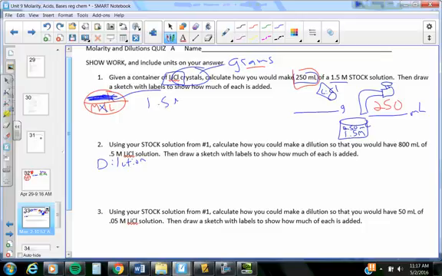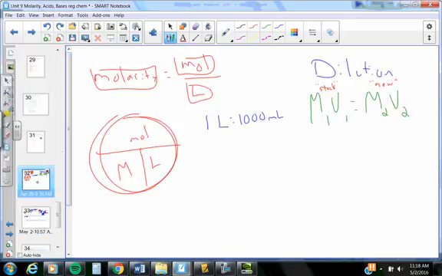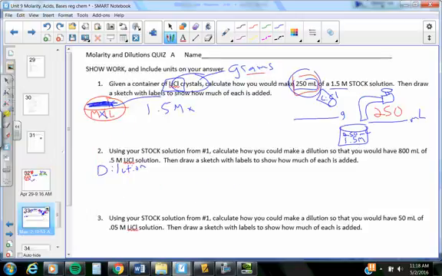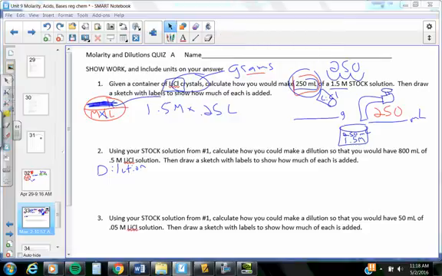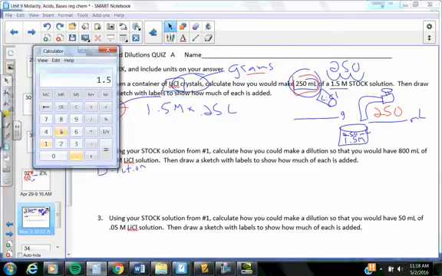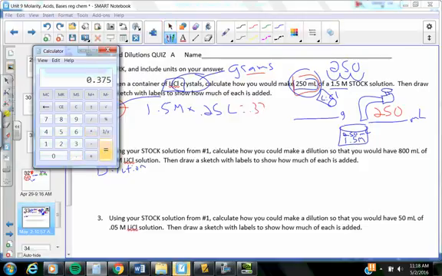Molarity that I have to make is 1.5 molar. Liters I have to make. Next step. I didn't make up this formula, but I have to follow it. Since the definition is moles per liter, I have to change this to liters. So even though they told me 250 milliliters, I have to move the decimal over 1, 2, 3 to get 0.25 liters. 1.5 times 0.25 equals 0.375 moles.